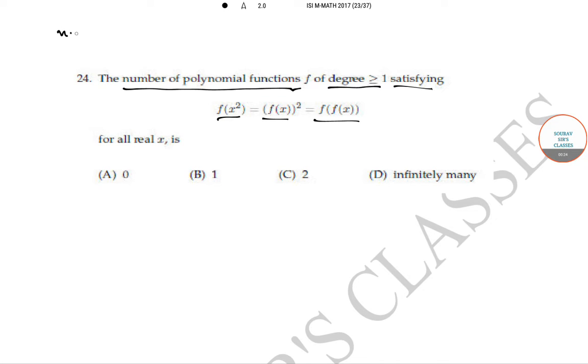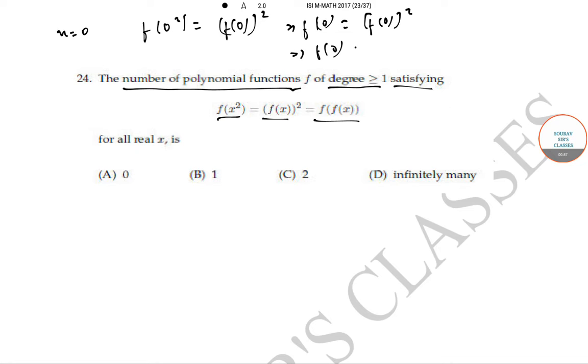Now let us take x is equal to 0 first. So f(0 squared) is equal to (f(0)) whole squared. That is f(0) is equal to (f(0)) whole squared. So f(0) is equal to 0 or 1.